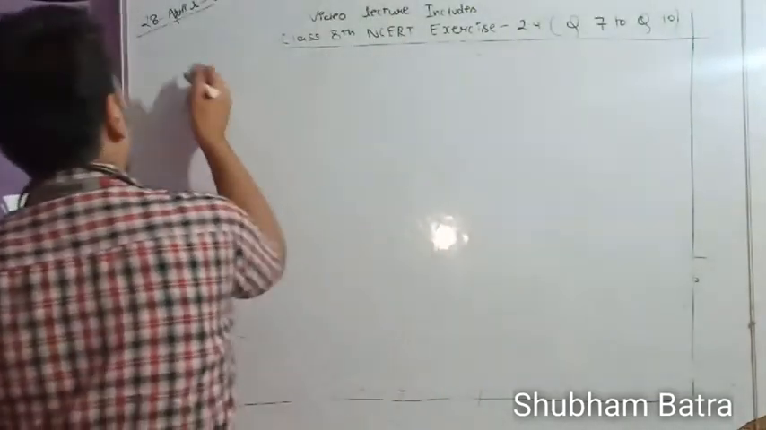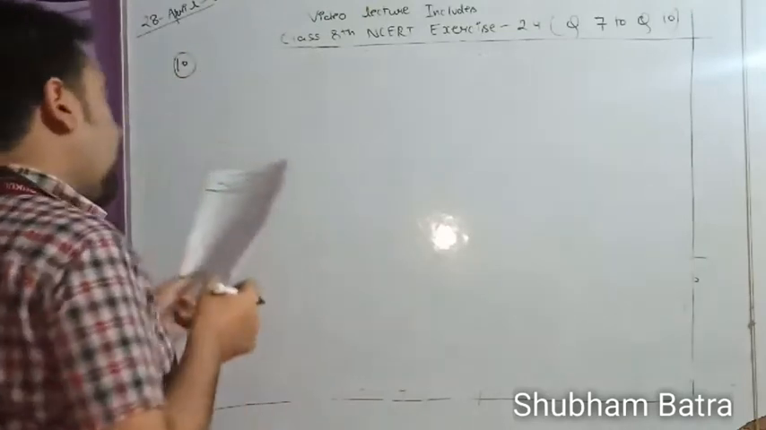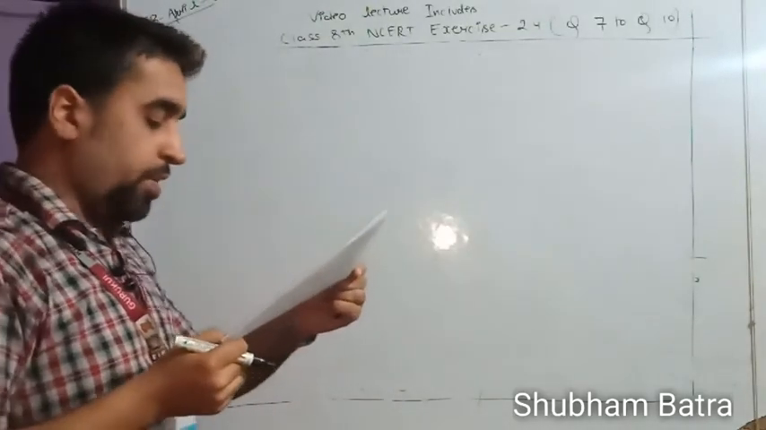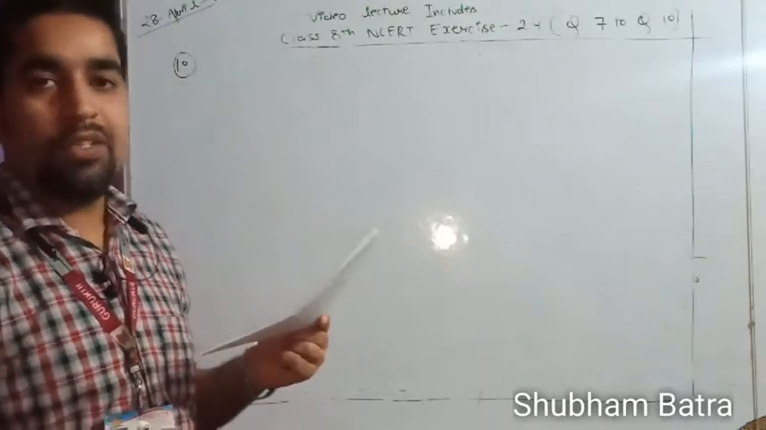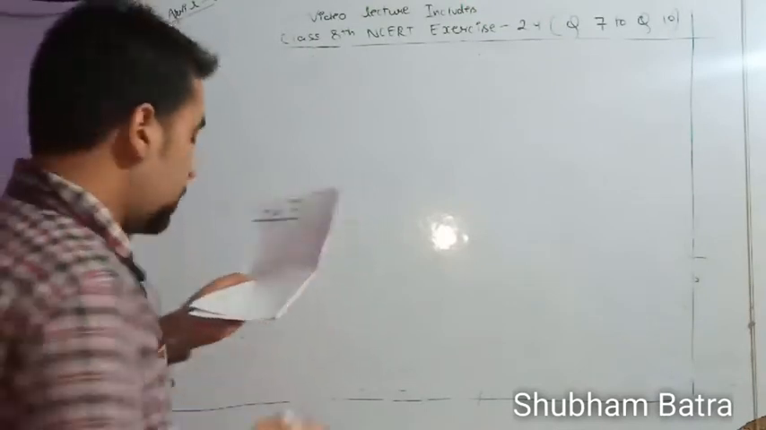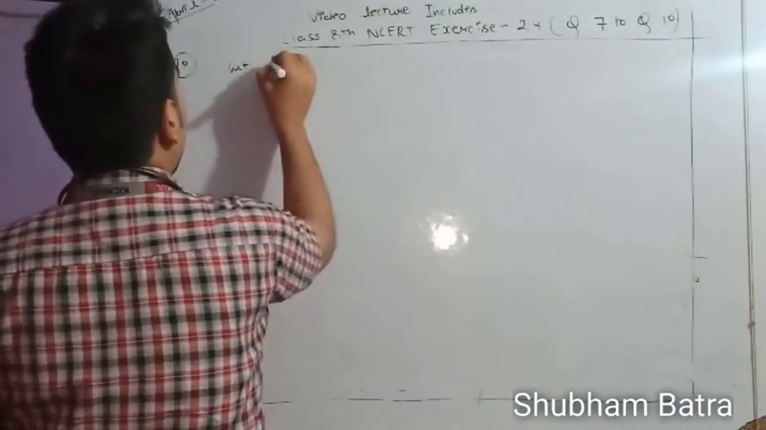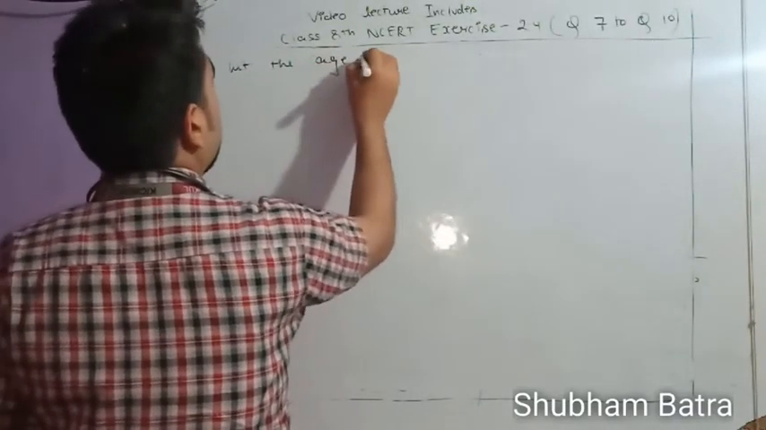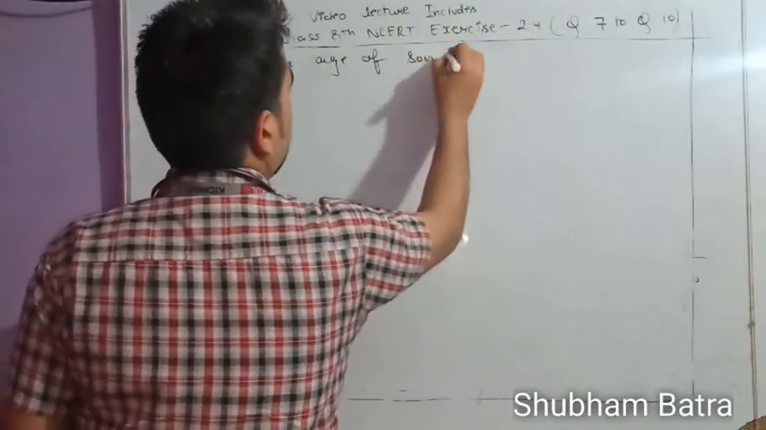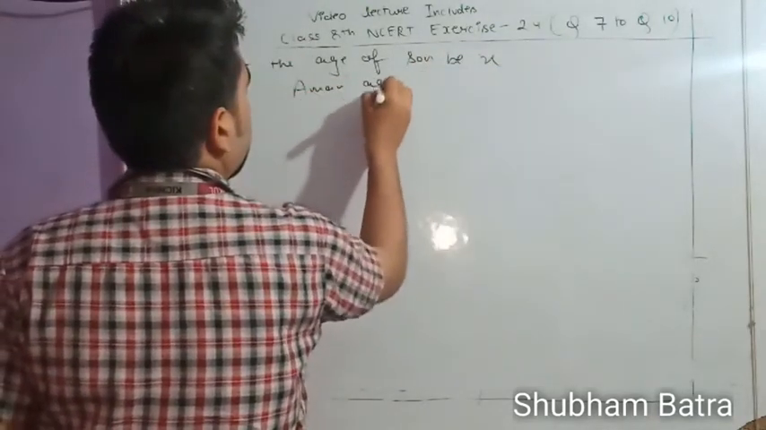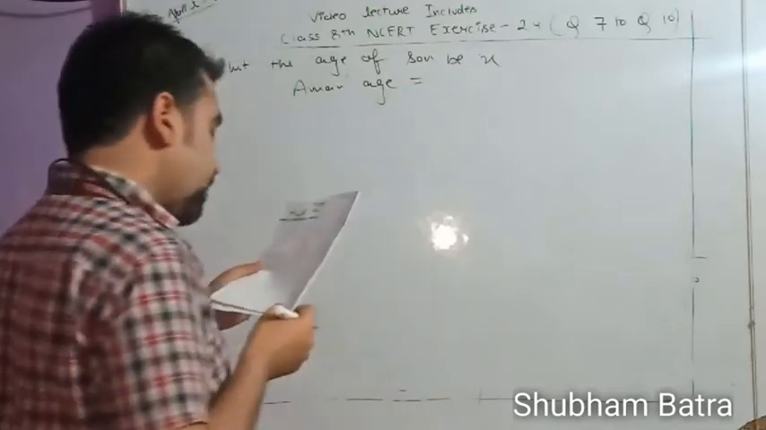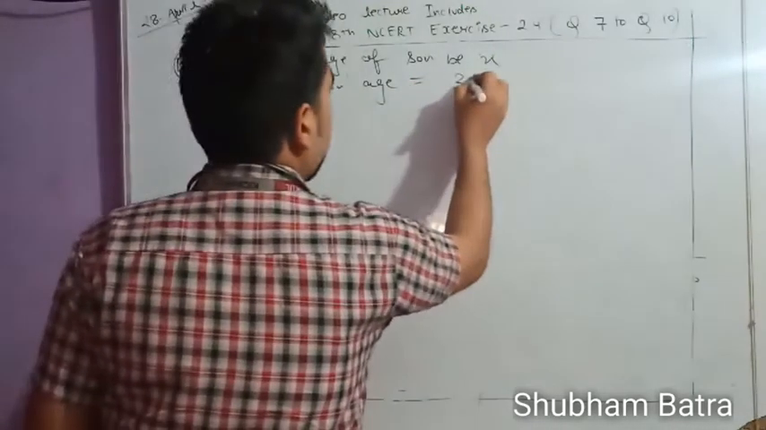Question I have already written. Aman's age is 3 times his son's age. Aman's age depends on his son's age, so we should consider the son's age. Let the age of the son be x. And Aman's age, because it is 3 times the son's age, will be 3x.